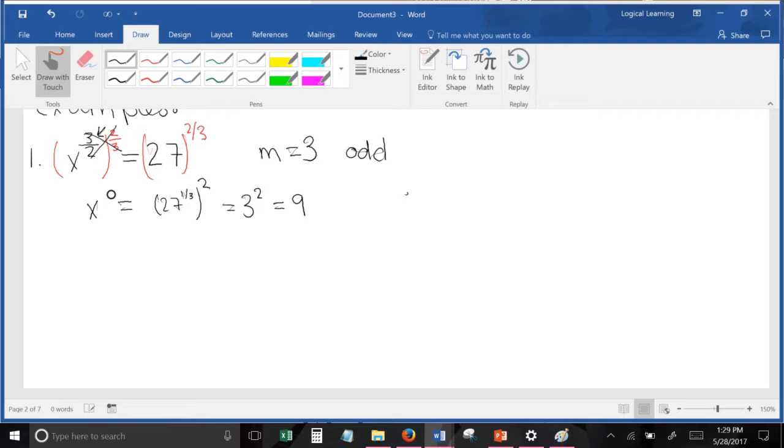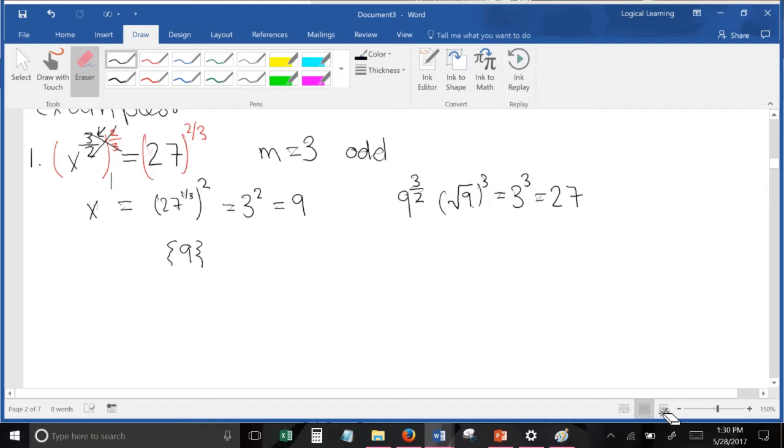We look at what is 9 to the 3/2. Well, that's the same thing as the square root of 9 cubed. Square root of 9 is 3, so we have 3 cubed, and 3 times 3 times 3 is 27, which is what we want. So we can see that this is the correct answer. So in this case, our solution set is 9. So let's go ahead and look at some more examples.